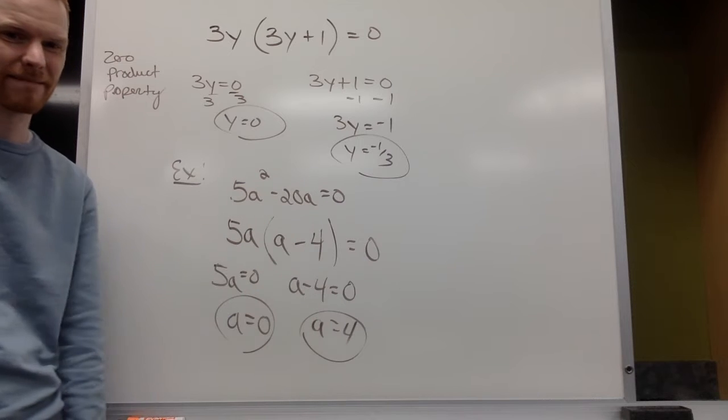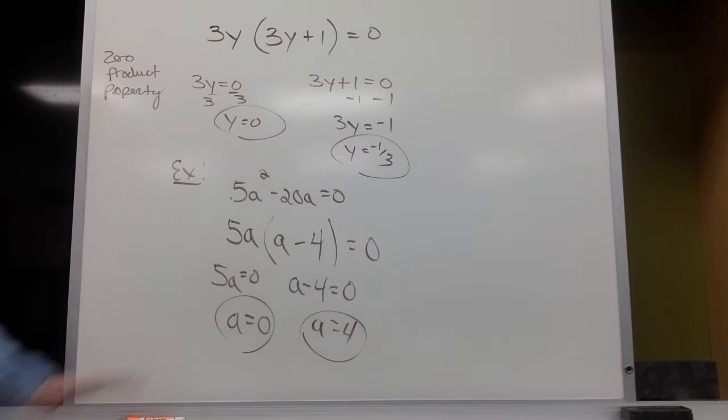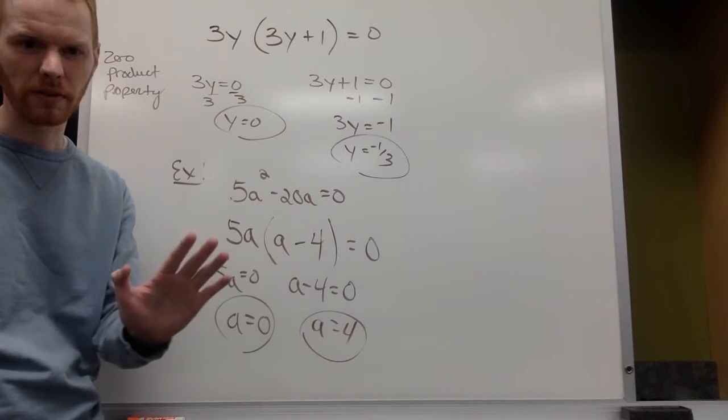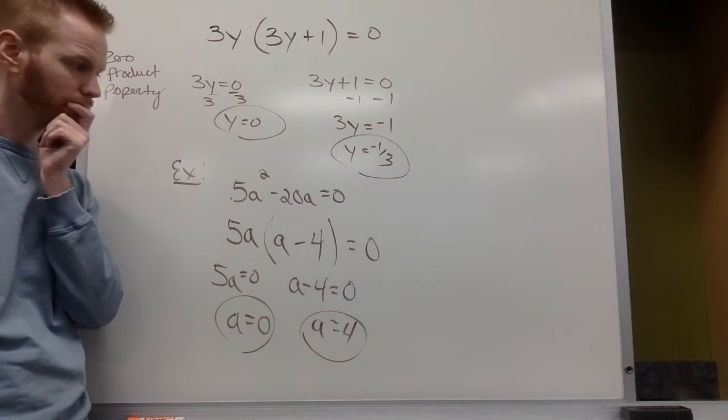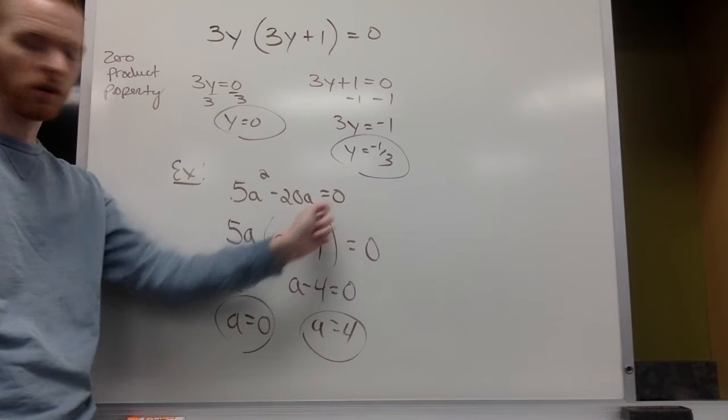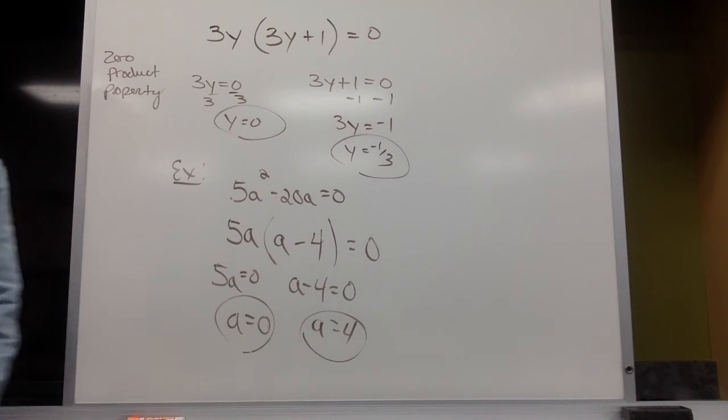It's kind of cool, huh? Can you see a very vital step for solving this if you had a factor? It has to be equal to 0, right? If you don't get it equal to 0, you can't use that zero product property. Very important.